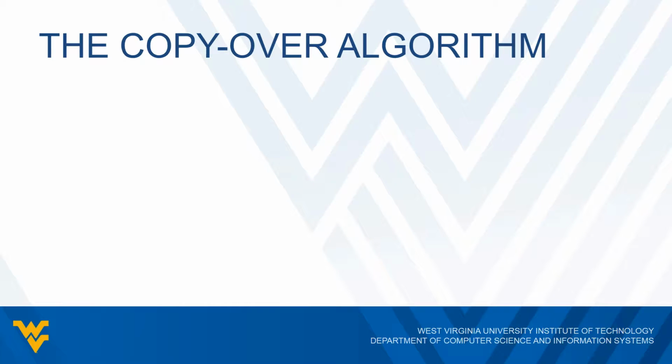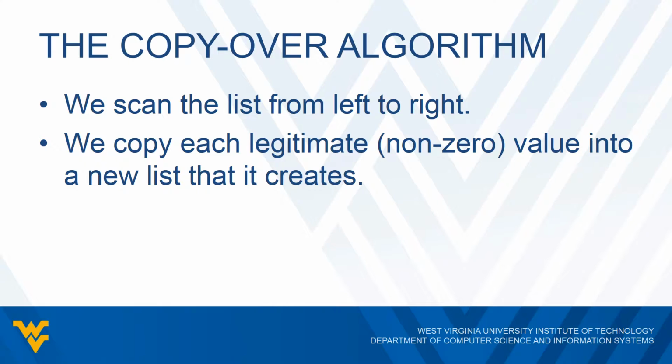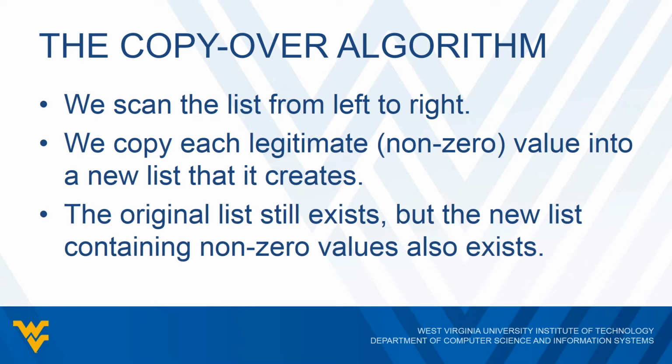The next algorithm we're going to take a look at is called the copy over algorithm. The idea with this is we're going to scan the list from left to right just like we did before. The difference now is that for each legitimate value, or each non-zero value, we're going to copy that into a new list that our algorithm is going to create. So we're going to create the second list and store the legitimate values into it. The original list with the zeros will still exist, but now we're going to have this new list that contains only the non-zero values.